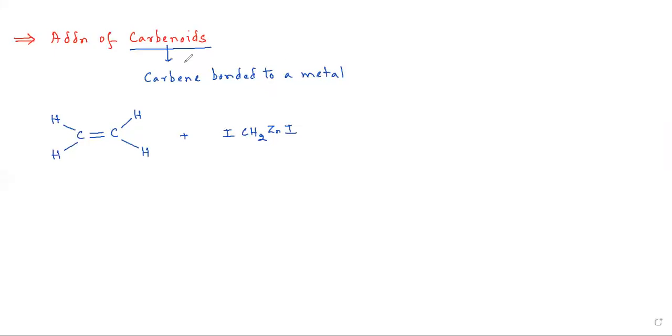Now, this is carbenoid. Then how is this carbenoid formed? See, it can be formed by treating methylene iodide on reaction with a zinc copper couple, which gives iodomethyl zinc iodide. See, this is iodomethyl zinc iodide.